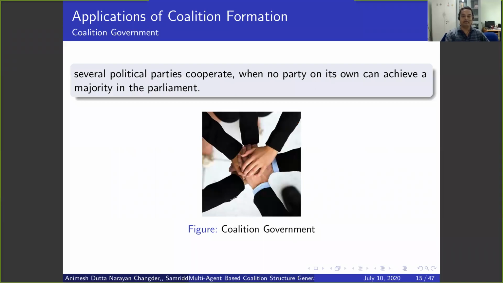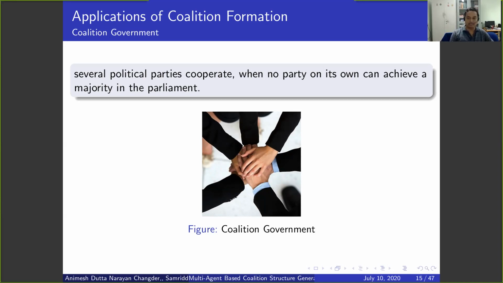This is very common in India. Several political parties cooperate when no party on its own can achieve a majority in the parliament. I think every citizen knows in India that to form the government, a political party needs to have a winning seat count of more than 50% of the total number of parliament seats. But earlier it was very common that no political party was getting more than 50% of the seats to form the government. So what they did, they collaborated with some other party.